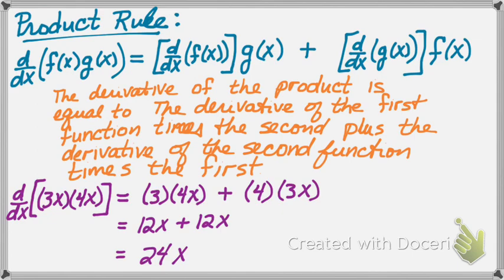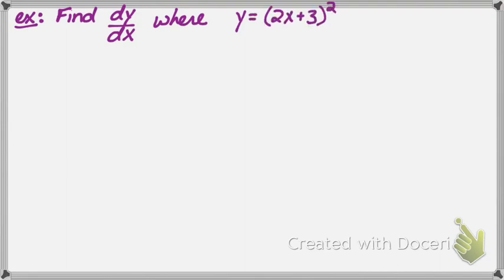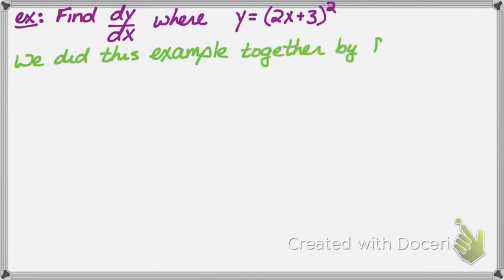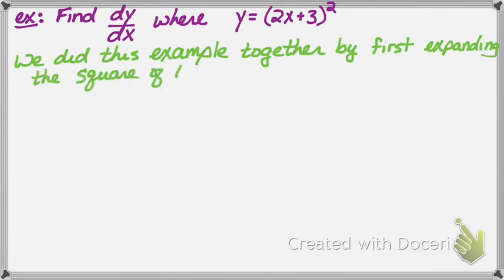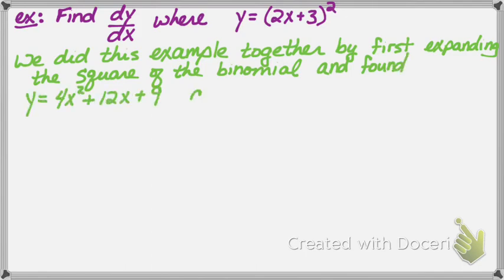Let's do another example. Find the derivative of y equals (2x plus 3) quantity squared. We did this example in class together, and we first expanded the square of the binomial. So we found (2x plus 3) squared equal to 4x squared plus 12x plus 9, and then the derivative is 8x plus 12.